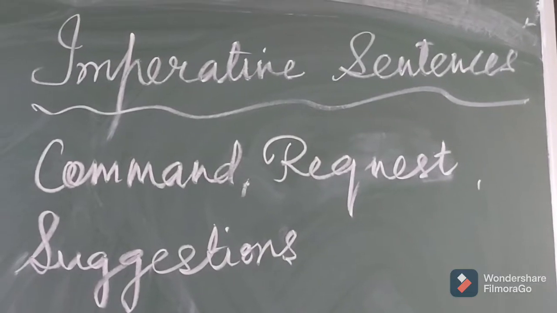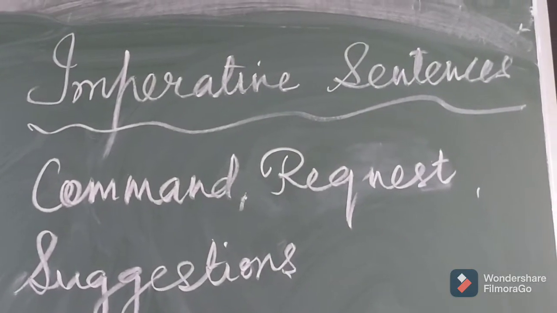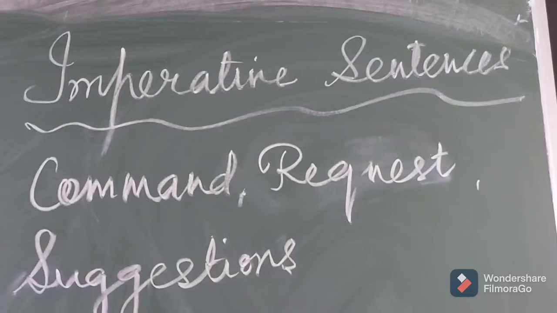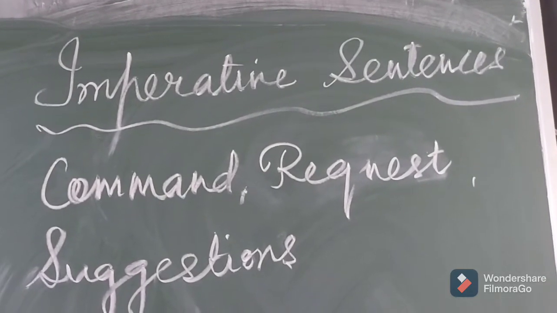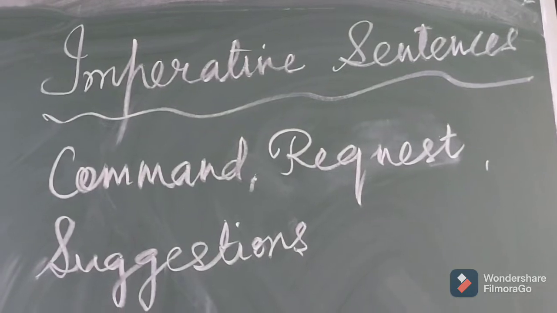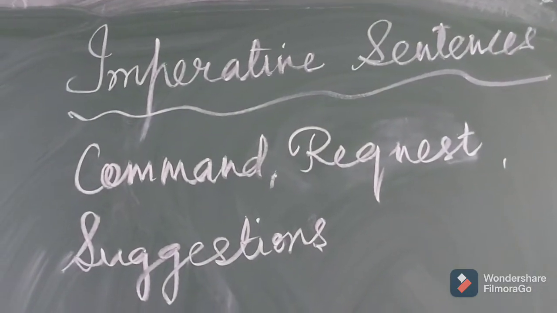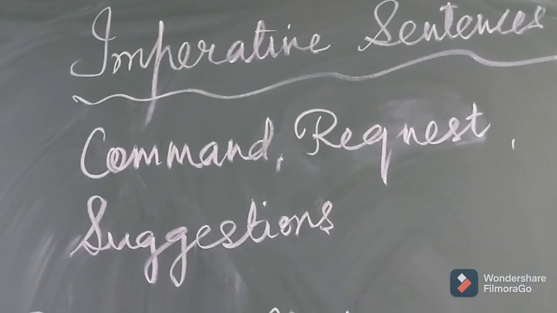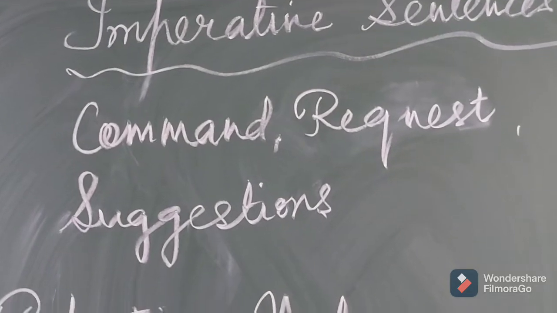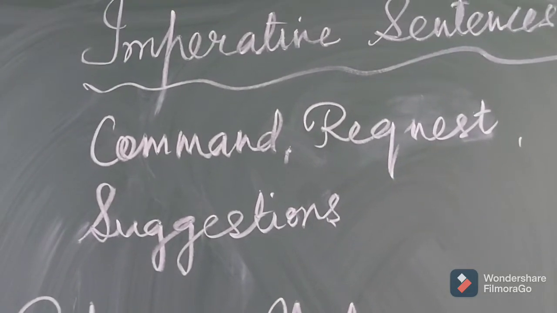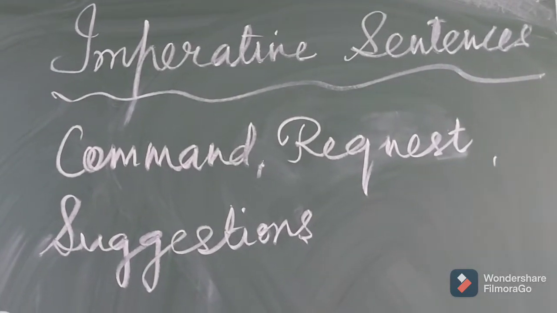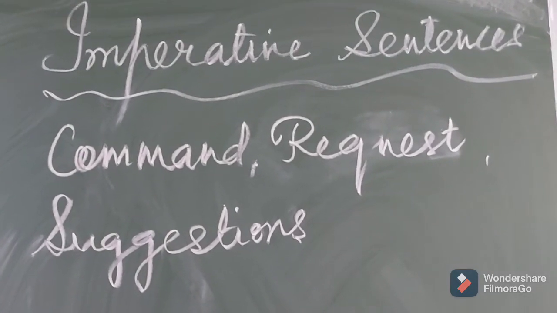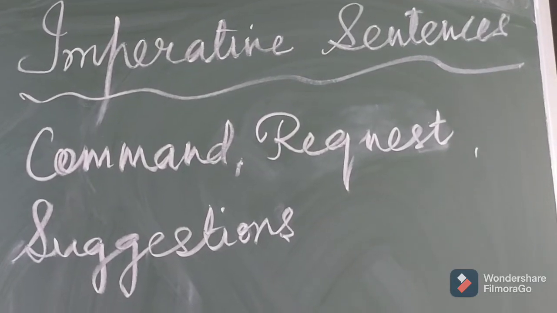As you are well aware, imperative sentences are the form of sentences in which you give a command, request, or order, you ask something, or you make an inquiry, or you give advice, or you ask for some suggestions from someone. So here we will learn how to transform them into indirect speech.